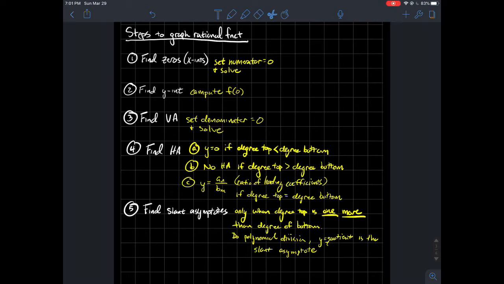And then find the slant asymptotes if there are any. That'll only happen when you've got a rational function where the degree of the top is exactly 1 more than the degree of the bottom. So something like x squared plus 1 divided by x minus 2. The degree of the top is 2, the degree of the bottom is 1. That thing will have a slant asymptote. And how do you actually find it? You just do polynomial division, and the quotient that you get, y equals that quotient, should be the equation of the slant asymptote. Really, there's a step 6, which is to plot additional points if necessary.